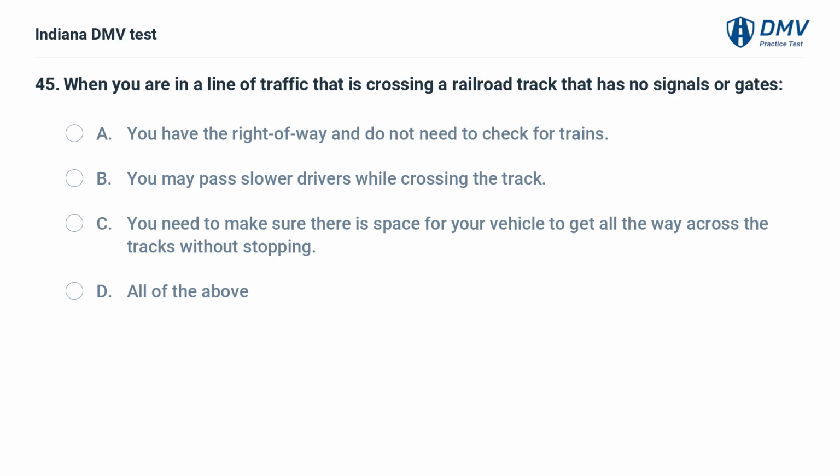When you are in a line of traffic that is crossing a railroad track that has no signals or gates, A. You have the right of way and do not need to check for trains. B. You may pass slower drivers while crossing the track. C. You need to make sure there is space for your vehicle to get all the way across the tracks without stopping. D. All of the above.